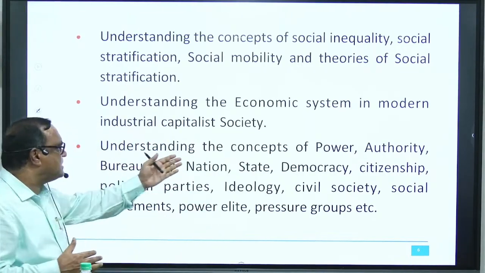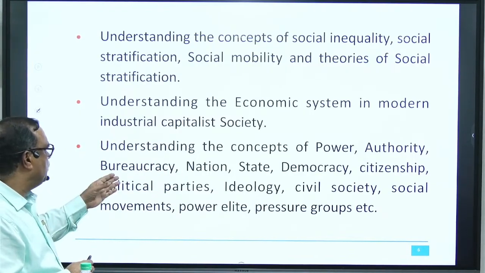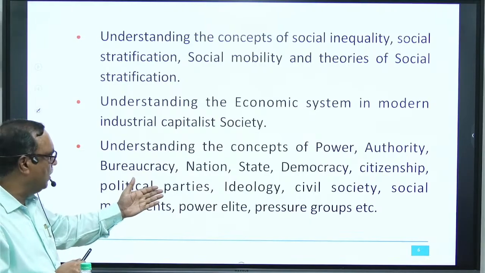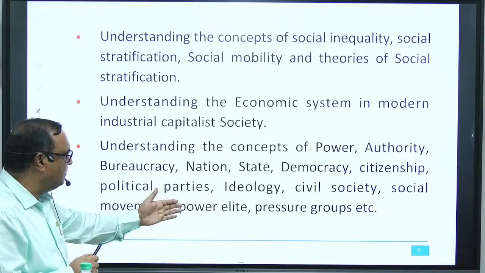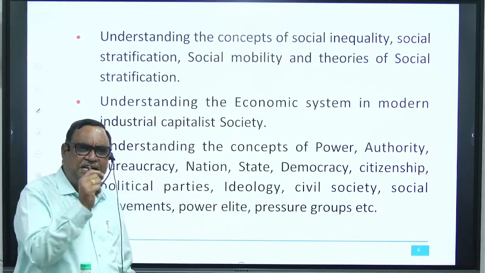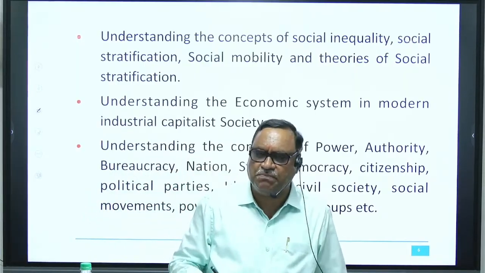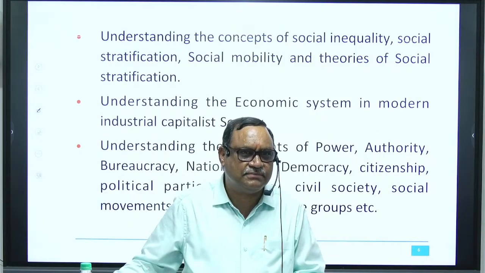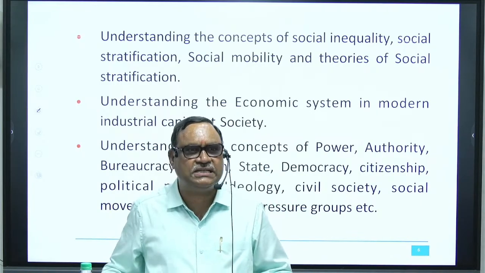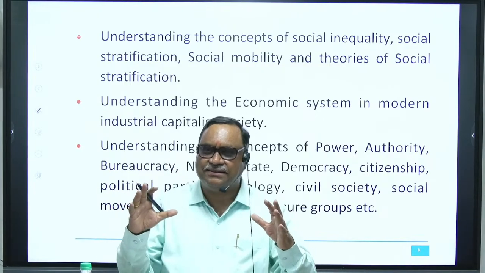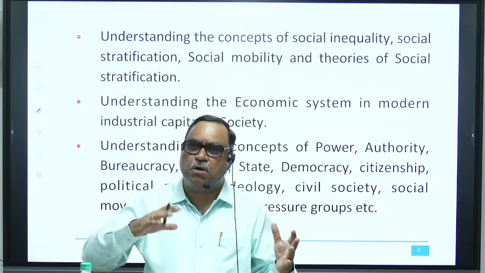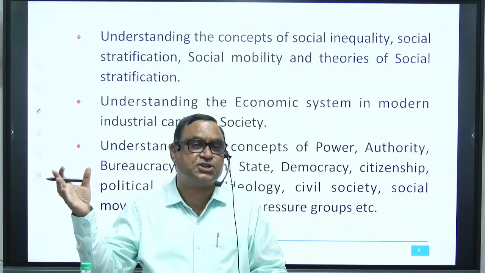Then we also discuss the concepts of power, authority, bureaucracy, nation, state, democracy, citizenship, political parties, ideology, civil society, social movements, power elite, pressure groups. All these are part of the political system. Each one is a different concept. To get my point, for example, we talk about democracy, right? What is democracy? So we need to discuss the concept of democracy, the types of democracy, and how democracy is different from totalitarianism or dictatorship.